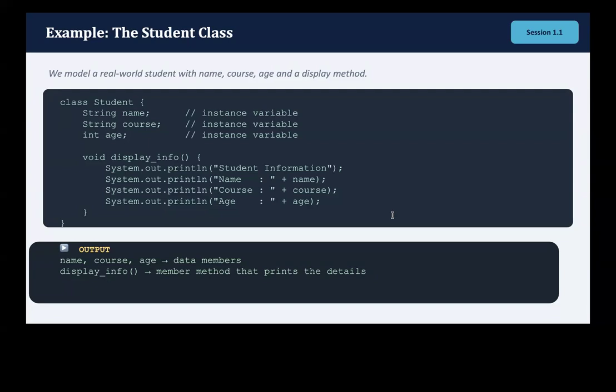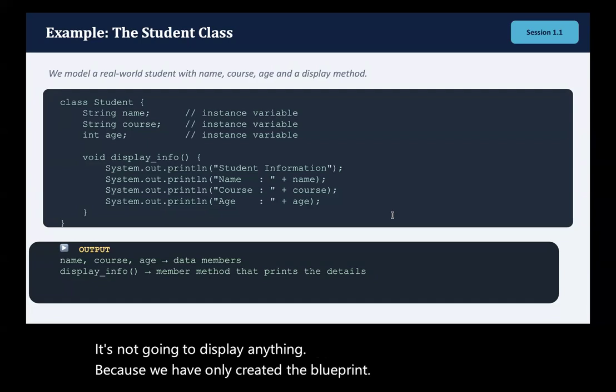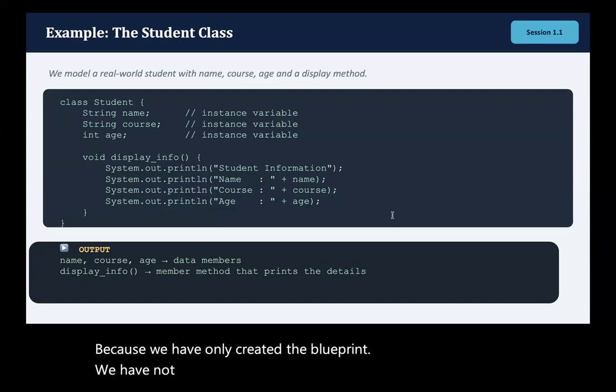Okay, so if I run this class, it's not going to display anything because we have only created the blueprint. We have not created any student object yet. So to use the class, we must first create an object from it.